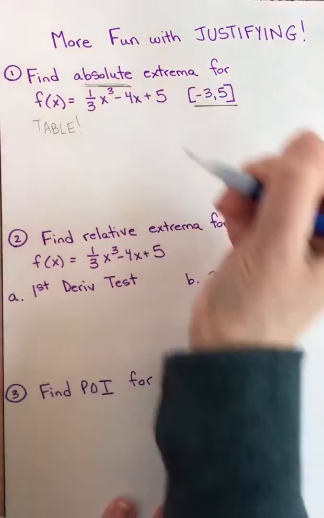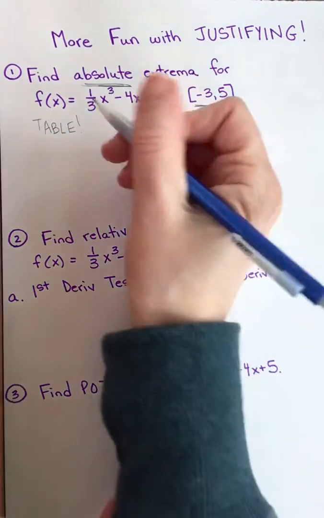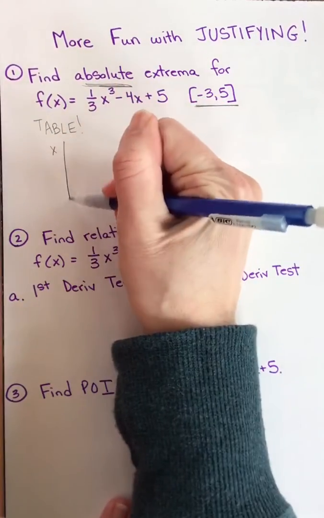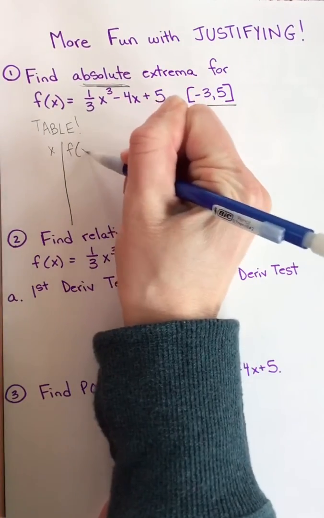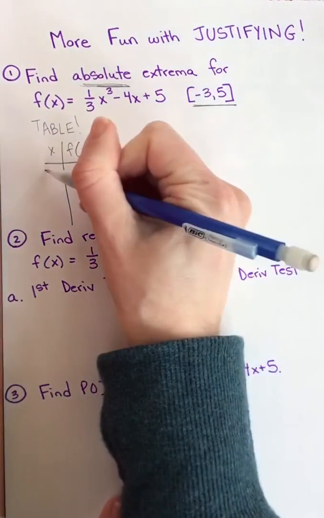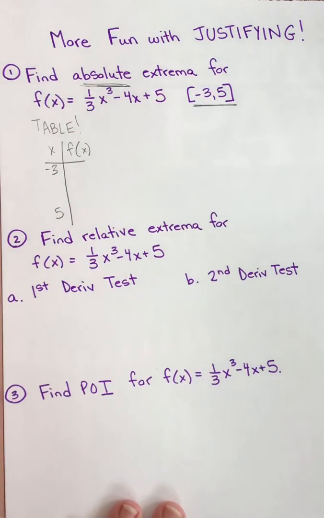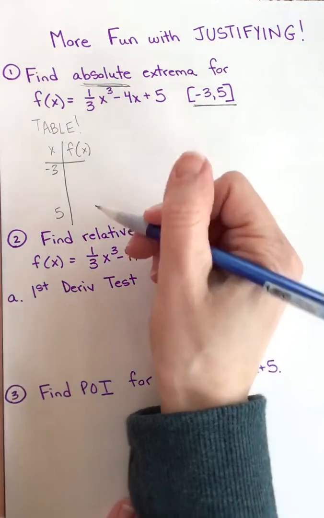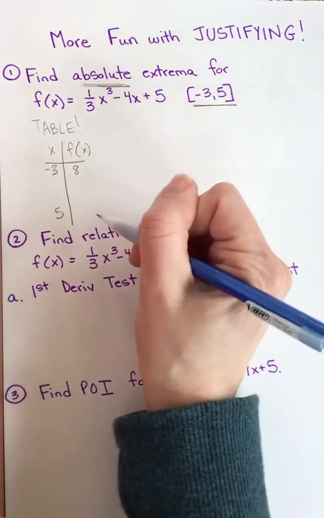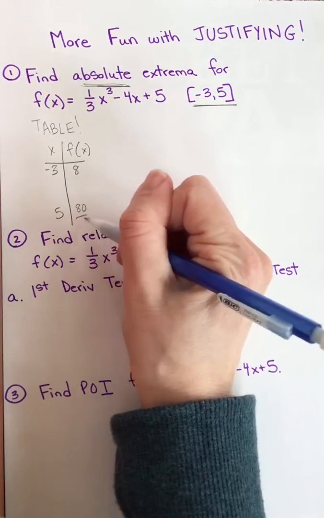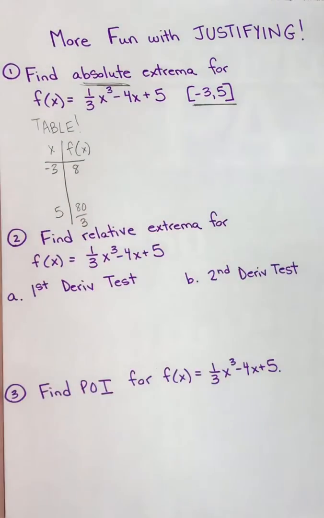Our table includes all the possible critical values. Critical values happen first at the endpoints. So I have a -3 and a 5. When I plug those into my original, I get 8 and I get 80/3. Okay, where else do critical values happen?